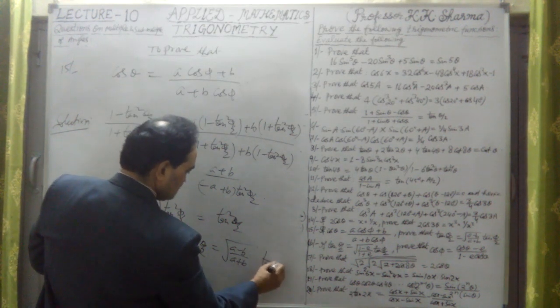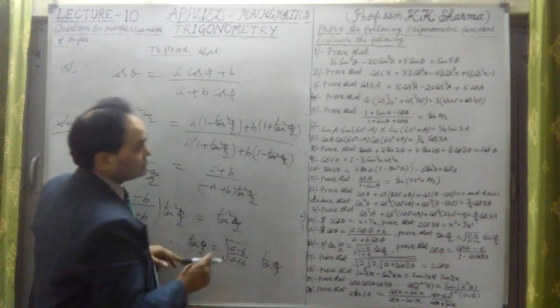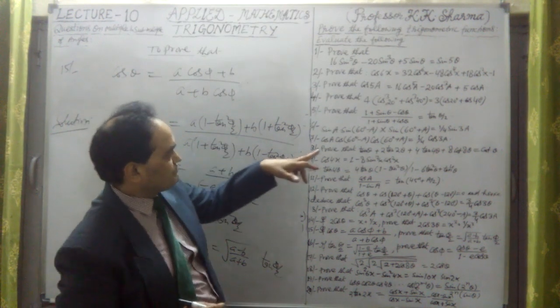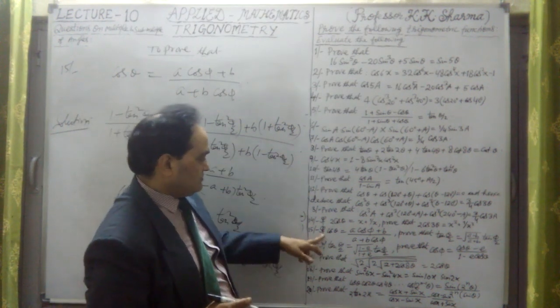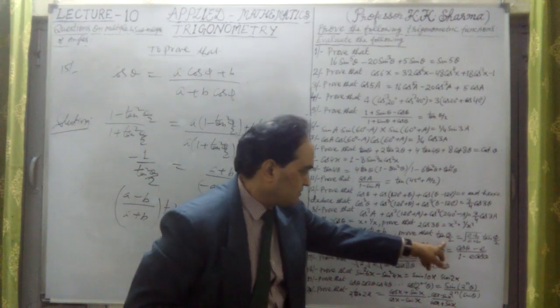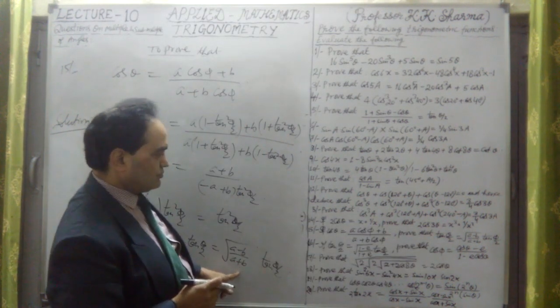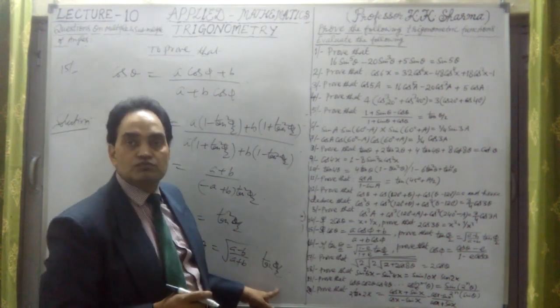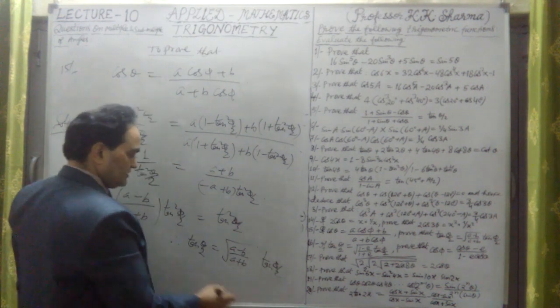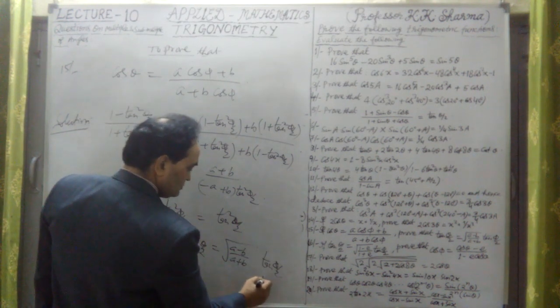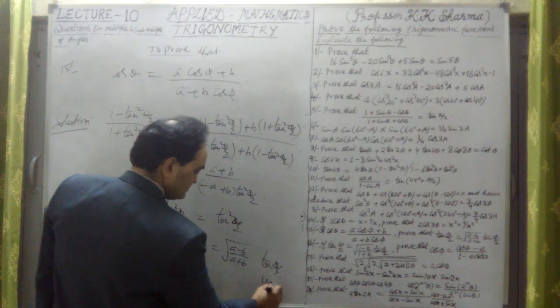Is it the same answer? Question number 15. Yes, we have to prove that tan theta by 2 equals root of a minus b upon a plus b into tan phi by 2. And so, exactly right. Okay, so this is hence proved.